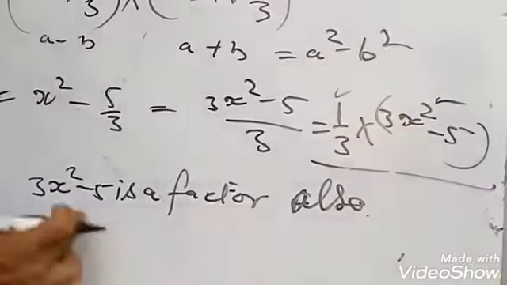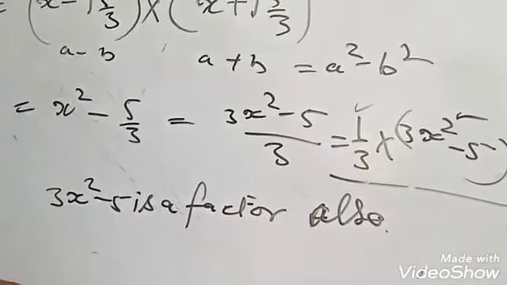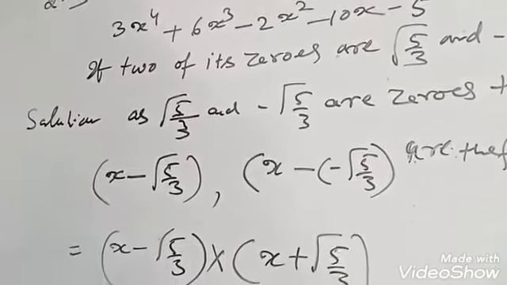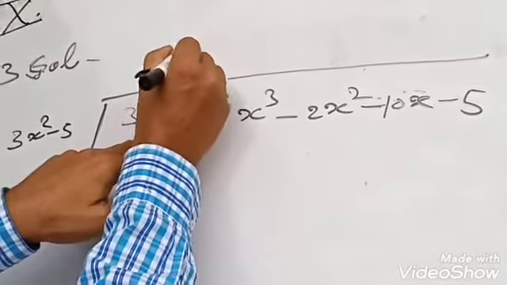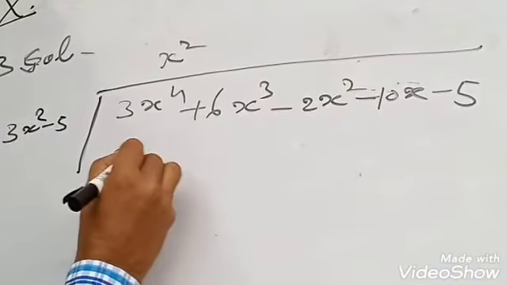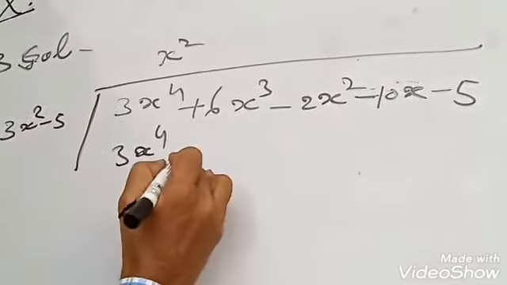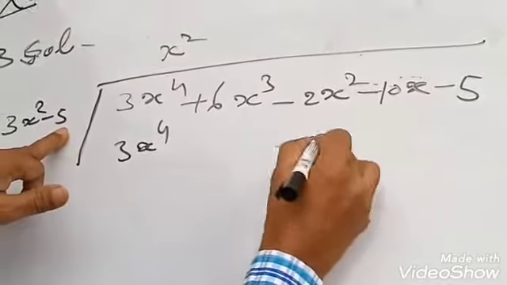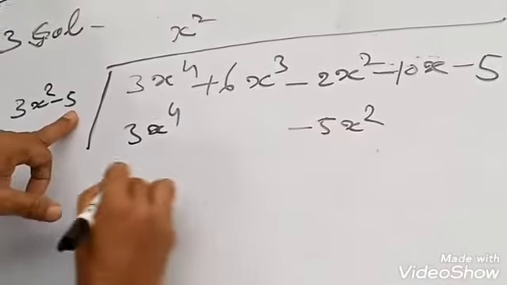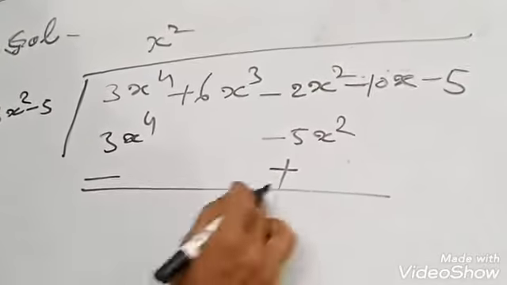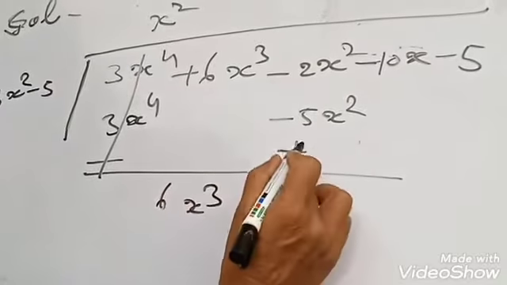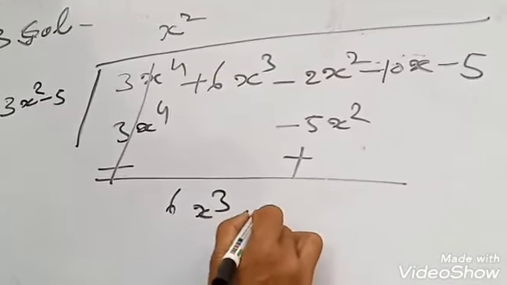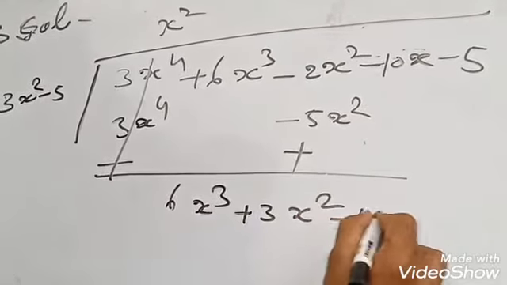From here, this is a factor of this polynomial. So on dividing, if this is a factor, then when we divide this, the remainder will be 0. Now divide. This is x square, this is x^4. Put here x^2. It will be 3x^4 minus 5x^2, minus 5x^2. On subtracting, this will be minus and this is plus. Remove it. 6x^3. This is plus, this is minus, plus 3x^2 minus 10x minus 5.